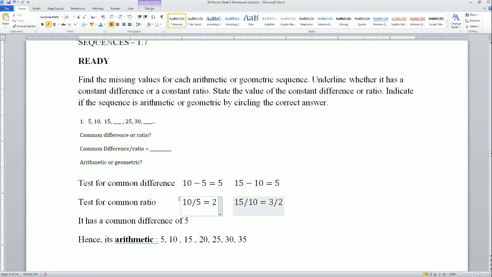Do you see how there is a conflict here? Because of the conflict, you know that the common difference here is 5. Once you know that it's a common difference, it is automatically arithmetic, because an arithmetic sequence is the only one that has a common difference. Then you plug it in. So 5, 10, 15, the next one is going to be 20, 25, 30, then the last one is 35. This is the process for figuring out if it's a common difference or common ratio. You have to test both of them.